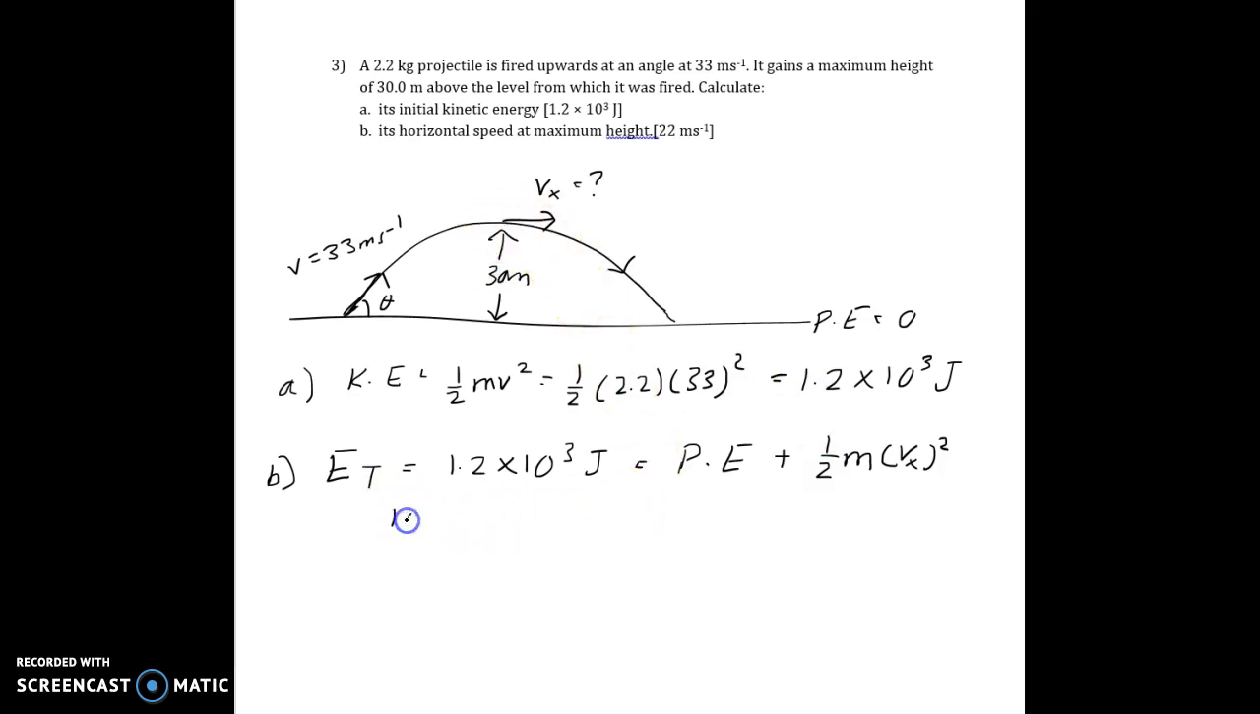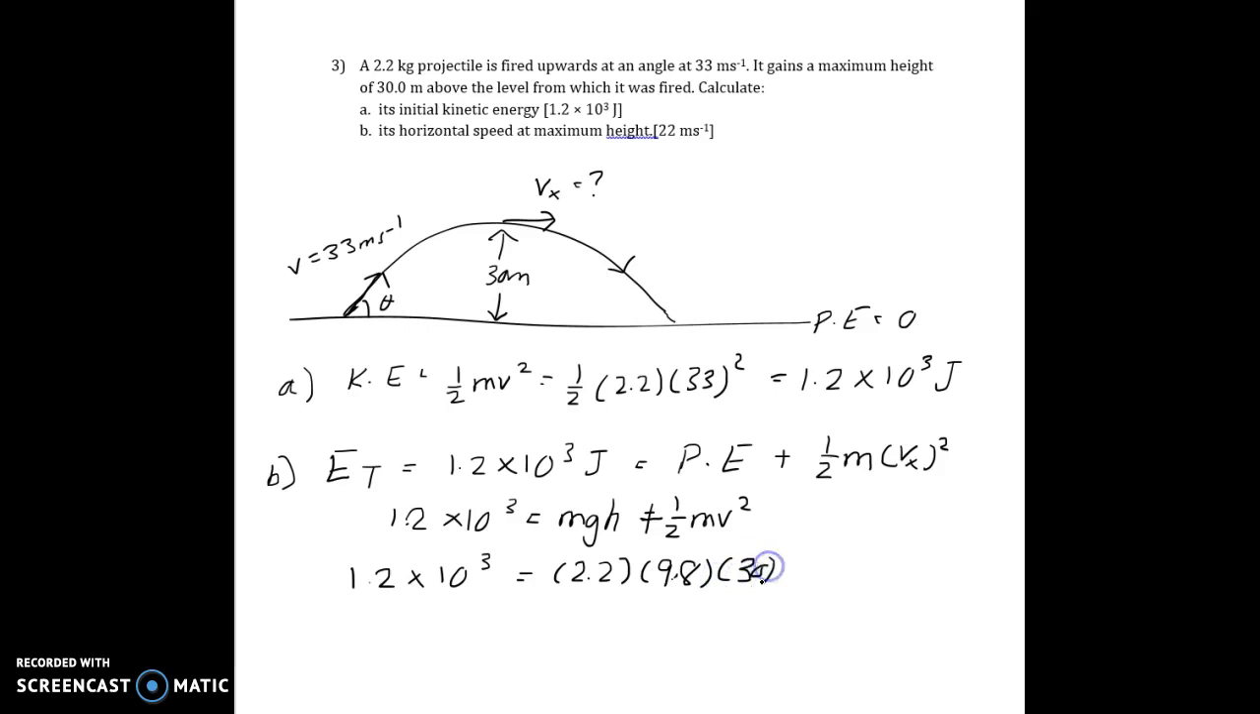Alright, so let us continue the mathematics. 1.2 times 10 to the power 3 equals potential energy, which is mgh, plus half mv squared. So the mass 2.2, g 9.8, and the height h here would be 30, plus half times 2.2 times Vx squared. You have to find what Vx is. So you have to do the mathematics.